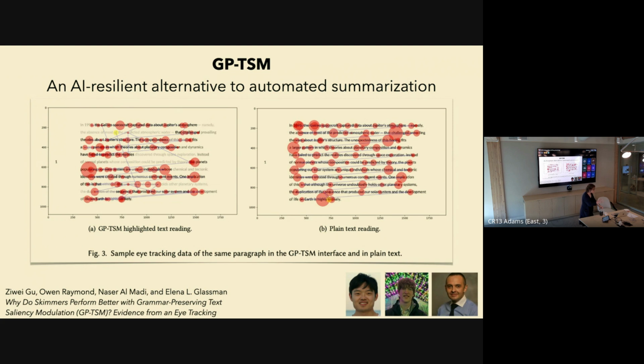I want to help you understand it, because that's why this AI resilient piece is a working draft as we continue to iterate on these techniques.